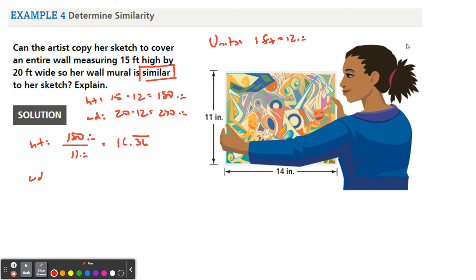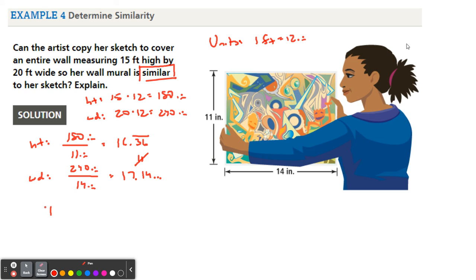Okay. Now let's look at the widths. Again, let's put the bigger one on top. So the 240 inches on top. The width of the mural here was 14 inches. The width of the drawing. When you divide 240 by 14, you get 17.14... These two are not equal. Therefore, there is no way to copy this sketch to cover the entire wall where they would be similar.